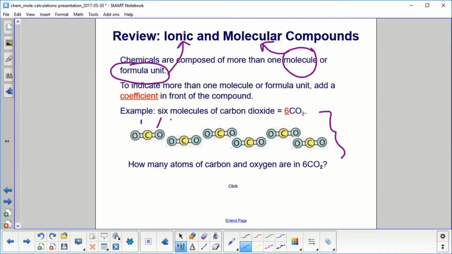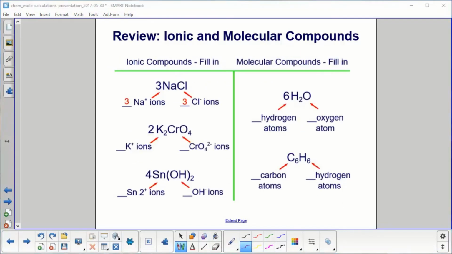Well, you can either count each one or just use this guy. And carbon, you multiply the 6 times 1 carbon, you get 6 carbon atoms. And for oxygen, 6 times 2, because there's 2 atoms in the molecule, 6 times 2 is 12. So let's fill in the blanks here.